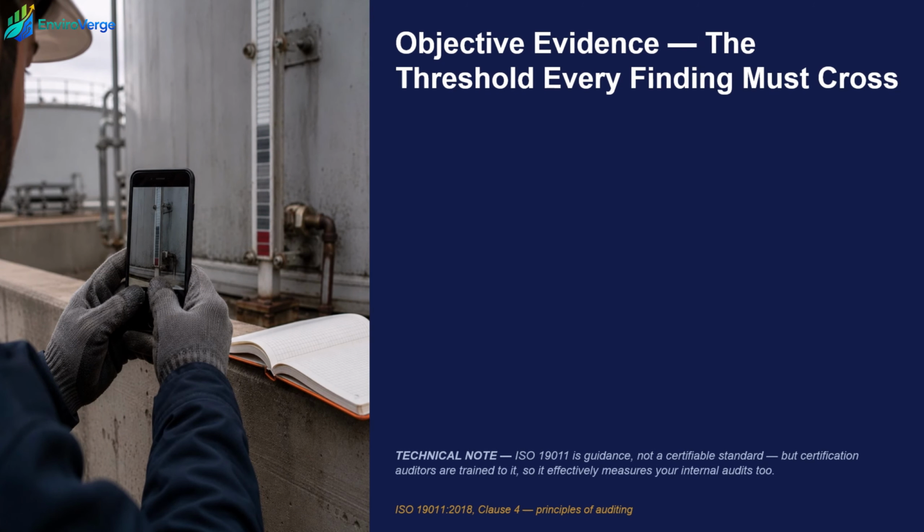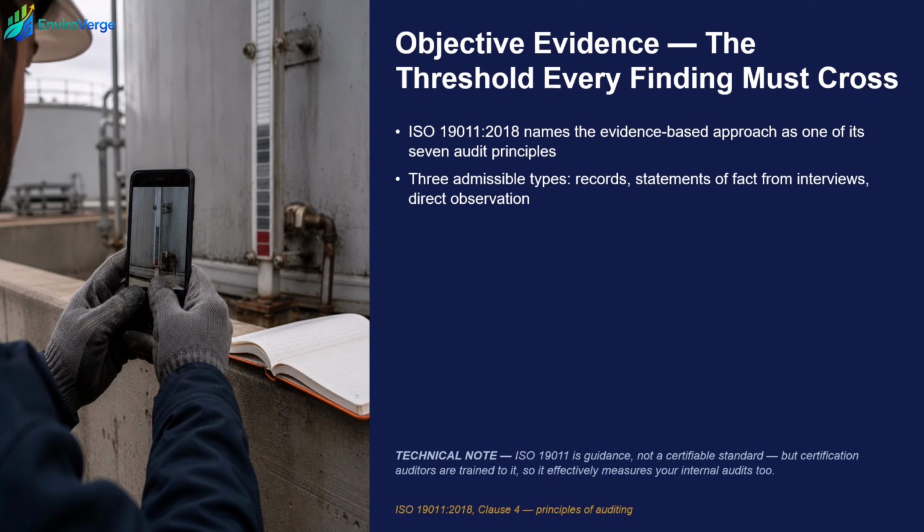Before we walk the site, what counts as evidence? Because a finding without evidence is just an opinion with a reference number. ISO 19011, the guidance standard for auditing management systems, names the evidence-based approach as one of its 7 principles of auditing. 3 types are admissible: records, documents, data, certificates, statements of fact from interviews, and direct observation, what you see yourself and can describe precisely. The test is verifiability. Could a second auditor follow your trail and land on the same finding?